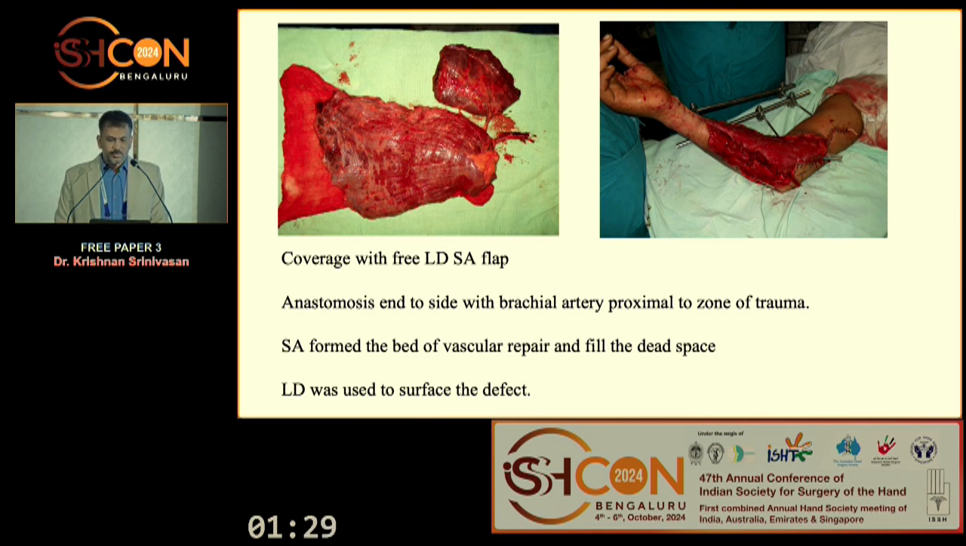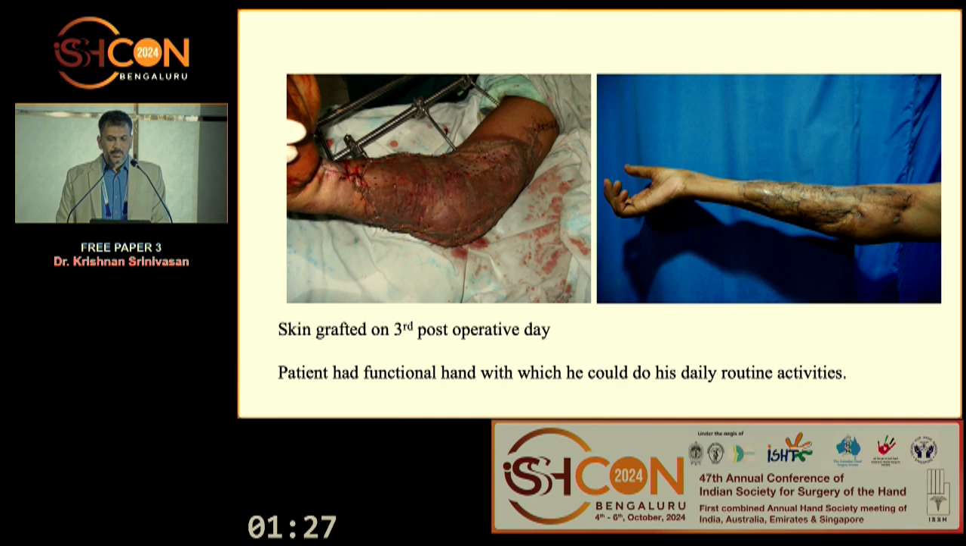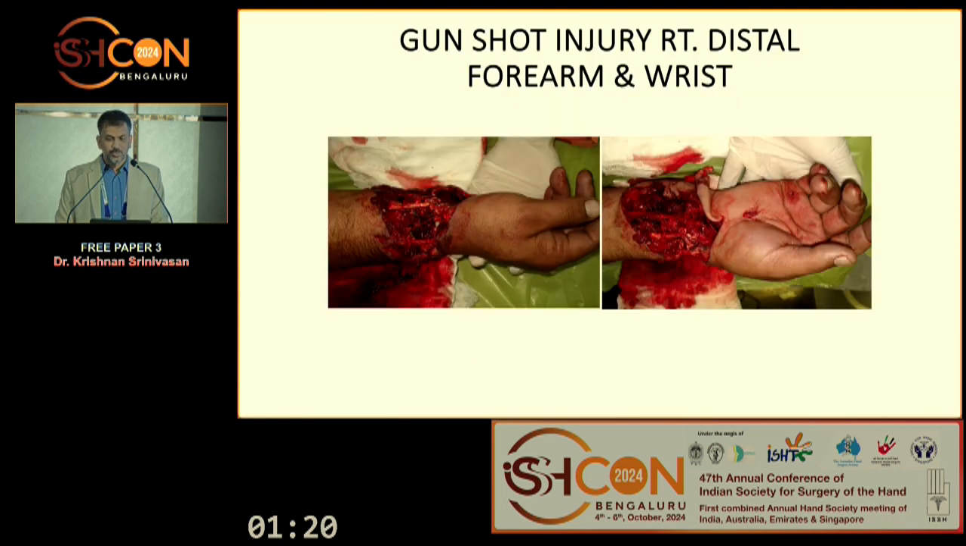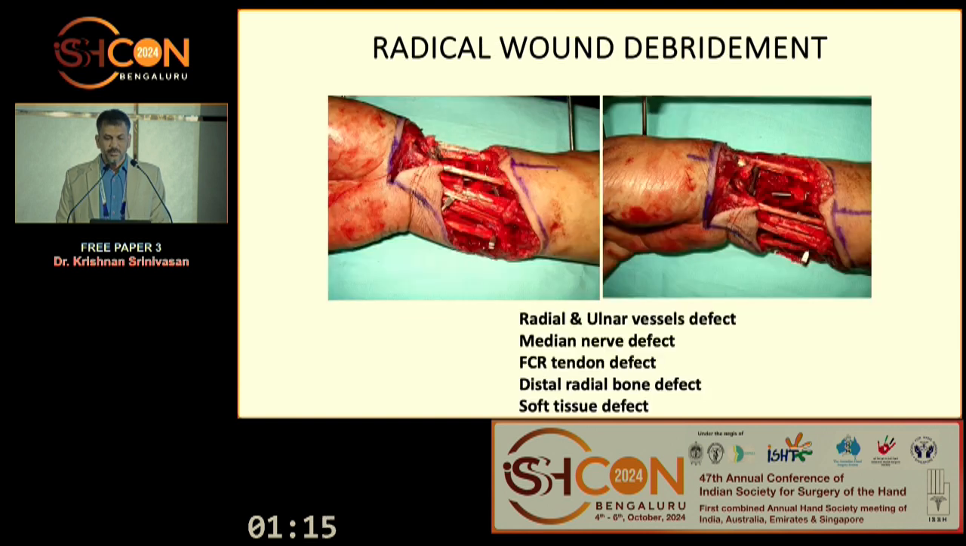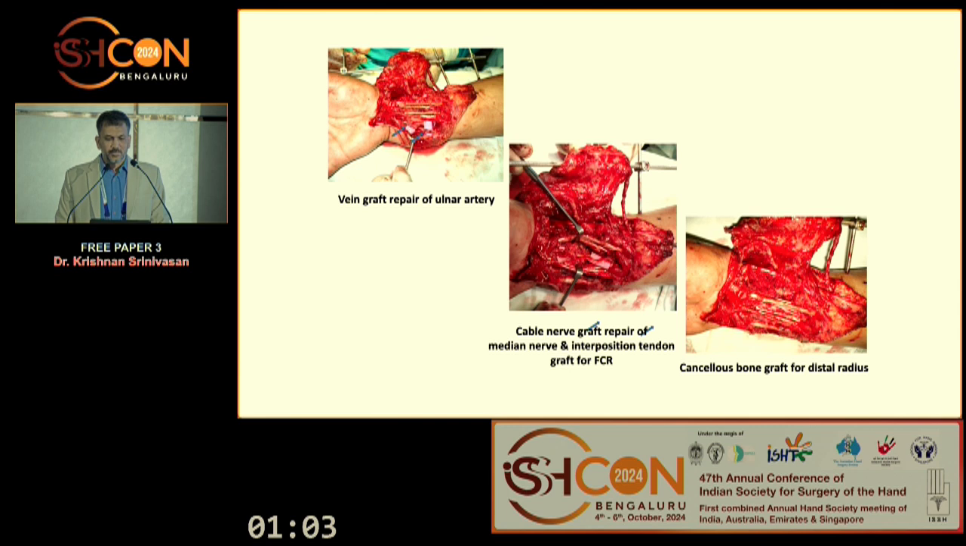This was used to resurface the defect, and the long-term outcome was fine with the preserved limb and movements. There was a gunshot injury to the right wrist and distal forearm where all the structures were injured. There was bone injury, and there was also a gap in the median nerve and FCR tendon, and also a soft tissue defect. So an all-in-one reconstruction was done for this patient. The vein graft was used for the ulnar artery, cable nerve graft was used for median nerve, and also an interposition tendon graft for FCR.